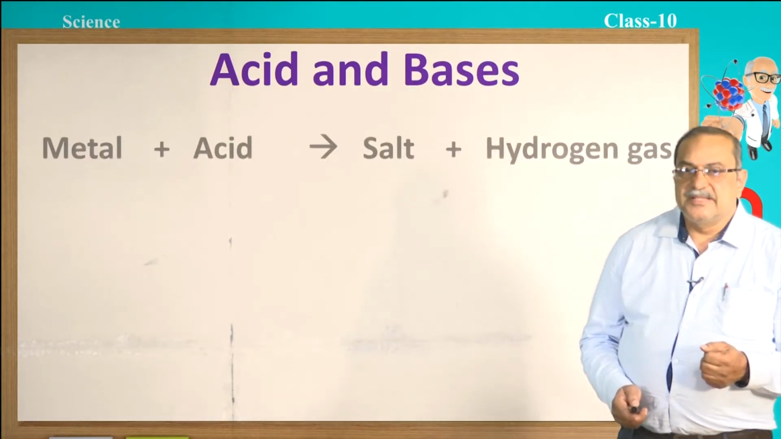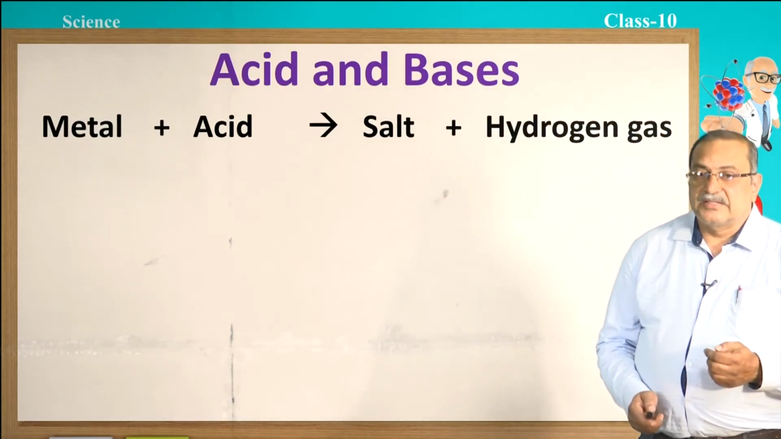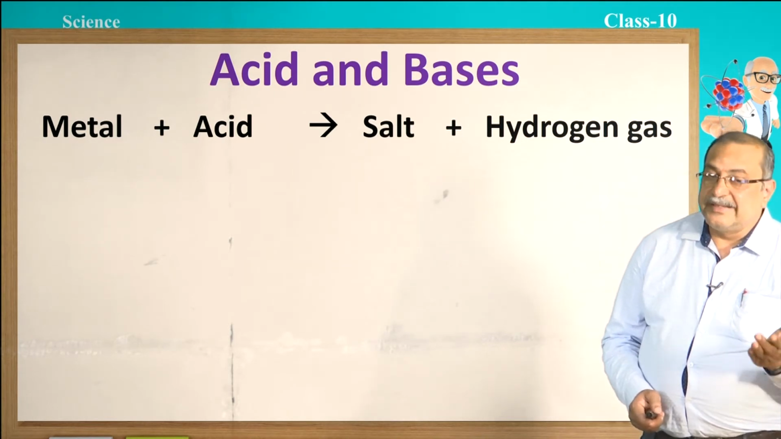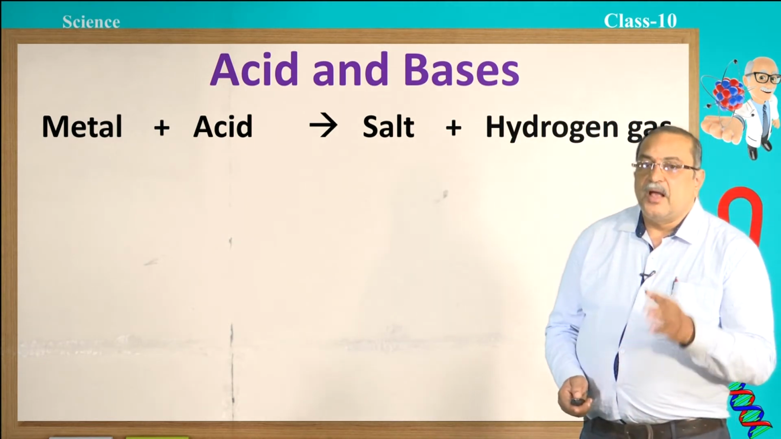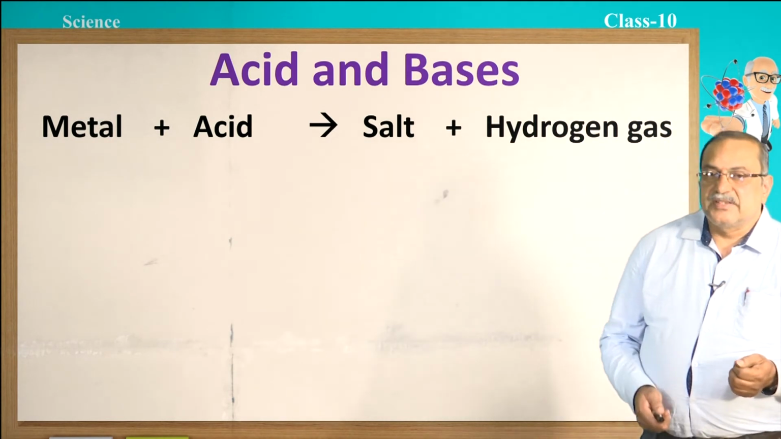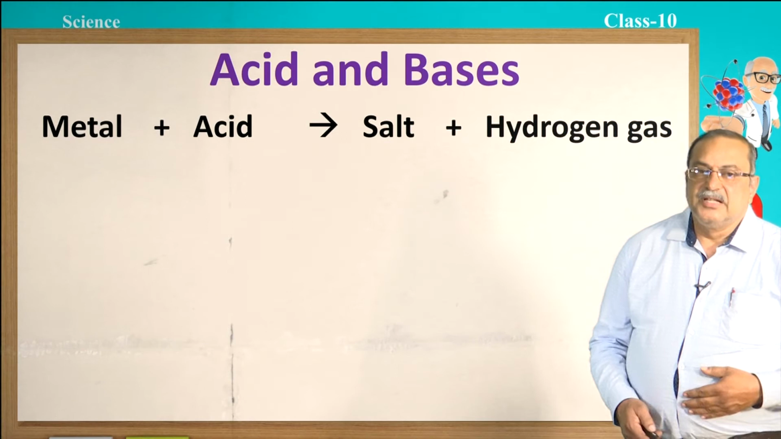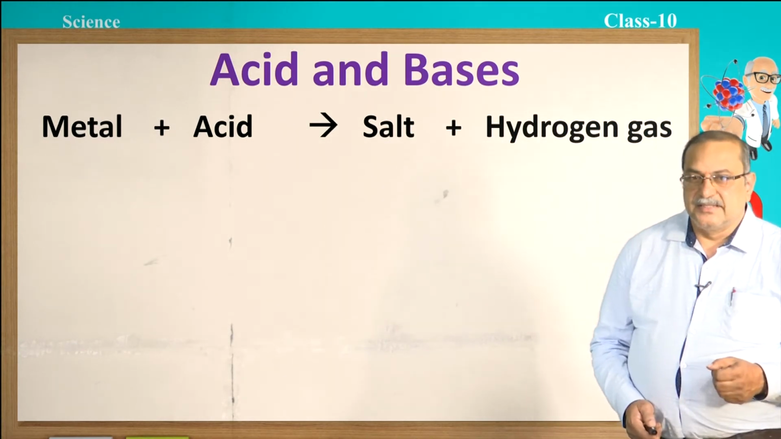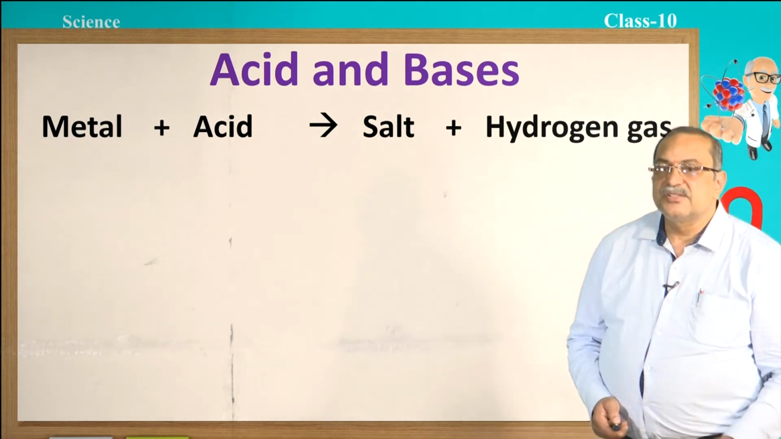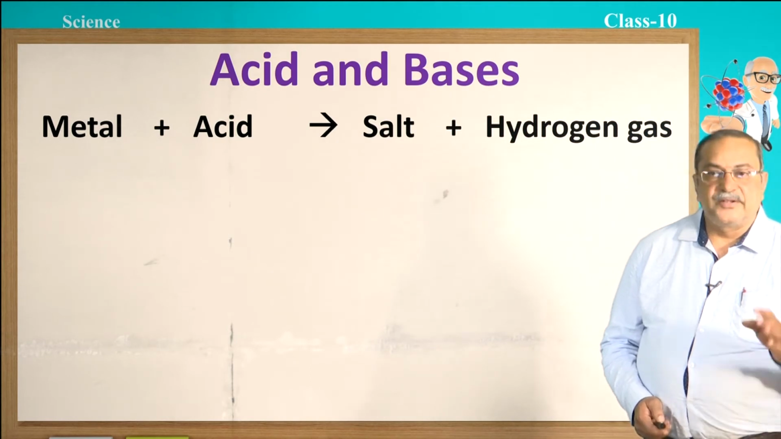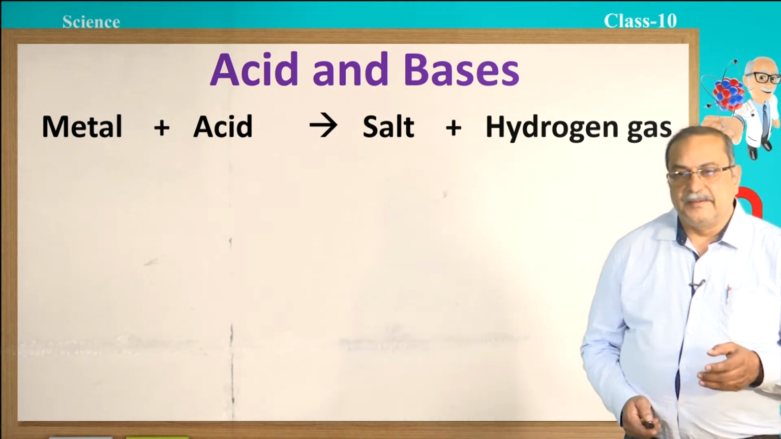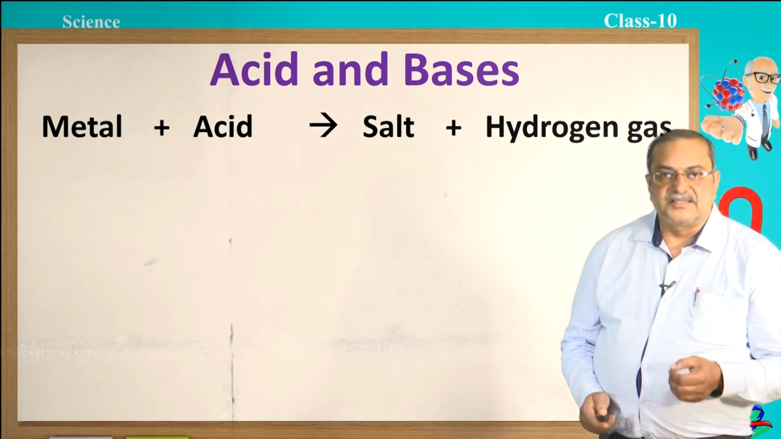Now, acids and bases, how they react with metals. How the acids react with the metals, that we are going to learn. That is another property. Here see, metal plus acid gives salt plus hydrogen gas. Salt and hydrogen gas is going to be obtained. Clear? So, let us see the example of this one.